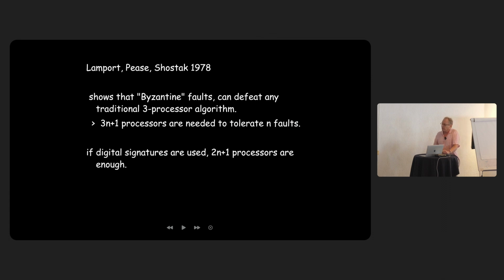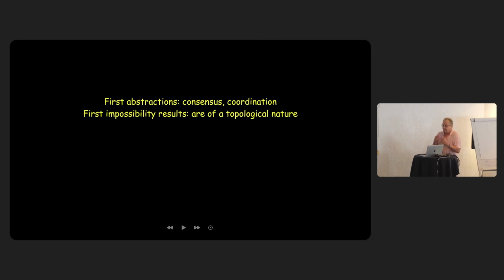People before would think, well, if you have 3n replications it should be enough because of voting arguments, but actually no, you cannot. And also the first maybe introduction of the interaction of cryptography with distributed computing, where it was observed that if you can use digital signatures, actually you need only 2n+1 processes to tolerate n failures. Okay, so these are the first abstractions, the real advances of foundations: consensus, coordination, Byzantine agreement, the first impossibility results.